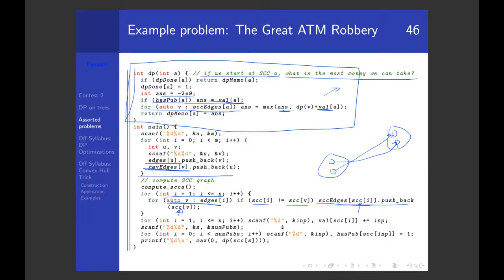And then here we just scan the values. This is the amount of money, and we add that to our SCC's total, and then we mark SCCs as having pubs, and then we just do the DP. The code's pretty simple, which is nice. If there are any questions, let me know. Otherwise, I'm going to move on to the next problem.